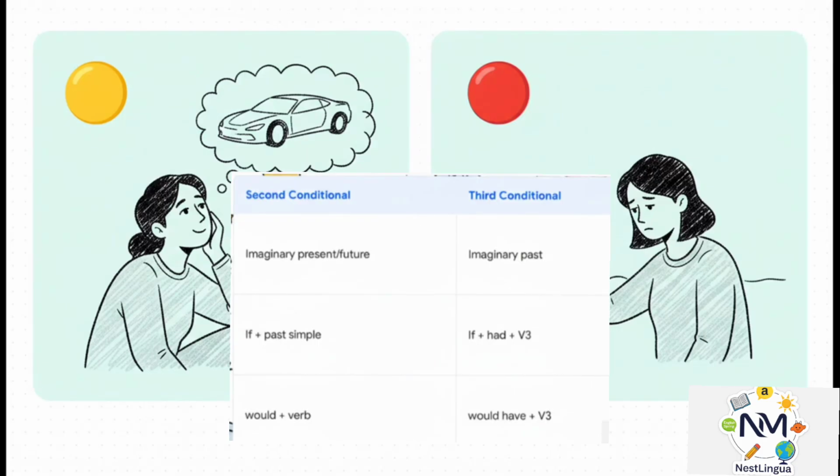This comparison is so important. The second conditional is a dream about now. If I were rich, I would buy a car. The third conditional is a regret about the past. If I had been rich, I would have bought a car. One is imagining a different present, the other is imagining a different past that we can't change.